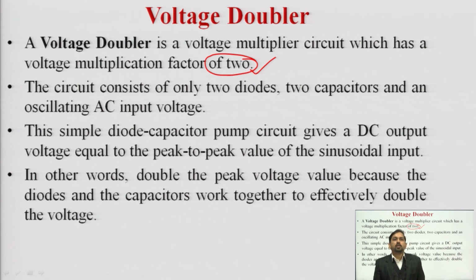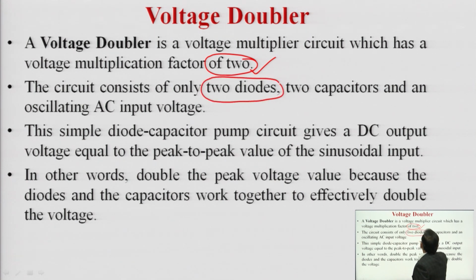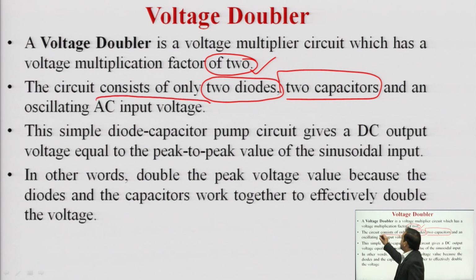The circuit consists of 2 diodes, 2 capacitors and the AC input source, or the AC input voltage. As we have already seen in the clampers, if we utilize a single capacitor, then we will be able to shift the signal either in the positive half or in the negative half. So, for this voltage doubler circuit, keep in mind that we need 2 diodes as well as 2 capacitors.